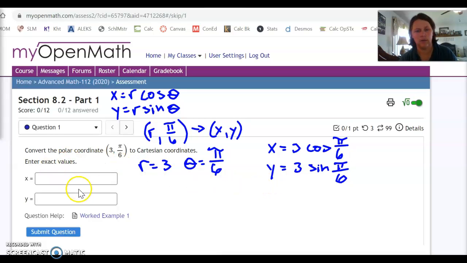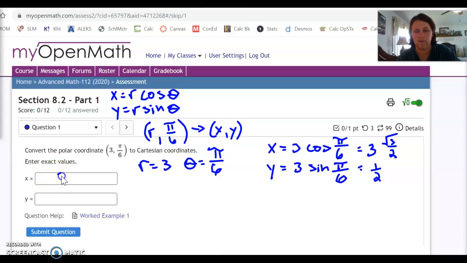Alright, so now we'll go ahead and plug those points in. I'll pause here for a second. Okay, so for x we have 3 times cosine of pi over 6, which is the square root of 3 over 2, and the sine of pi over 6 is 1/2. So for 3 and pi over 6, we know that this theta value, pi over 6, is going to be in quadrant 1. Our radius, our r value, is positive, so we're staying in quadrant 1. We also know that both of our x and y values are positive, so that's a great sign too.